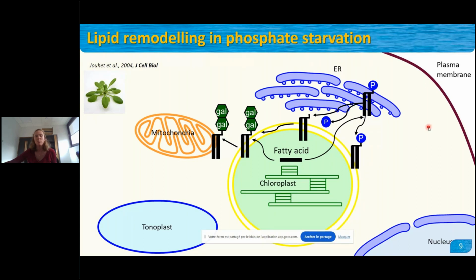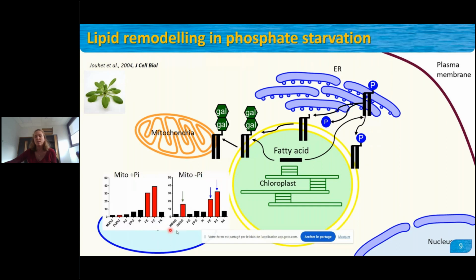And you can see the composition of the mitochondria in phosphate starvation. You can have up to almost 20% of DGDG in phosphate starvation. So you really change the composition of the mitochondria. It's a really complex system because you need to have a trafficking of glycerolipids from the ER towards the mitochondria, going through the chloroplast. It's quite complex, but it occurs in nature very well.